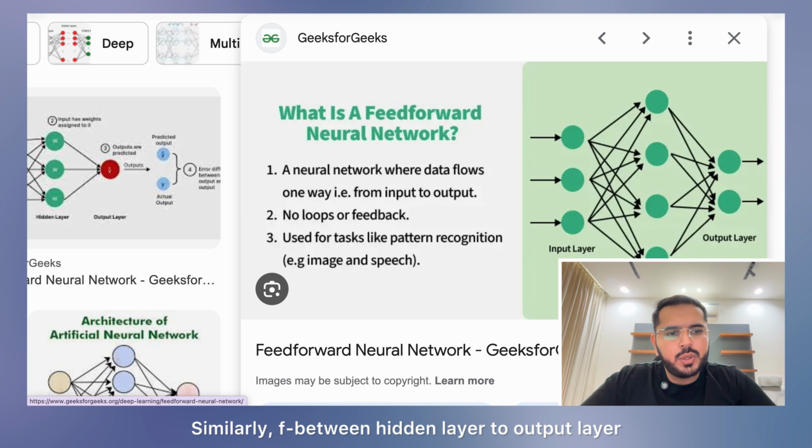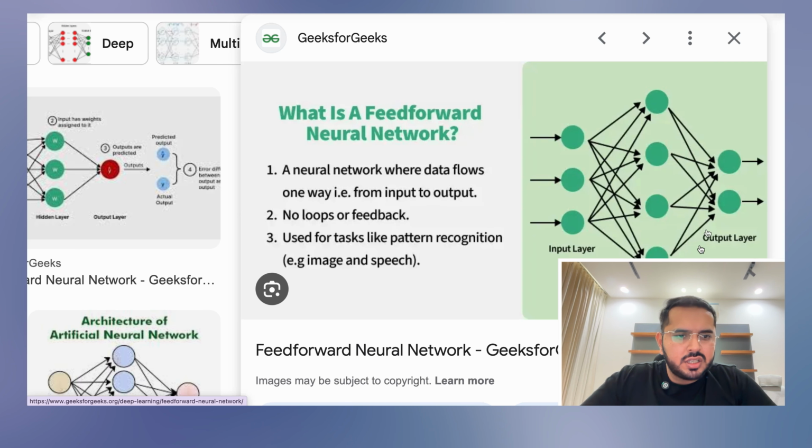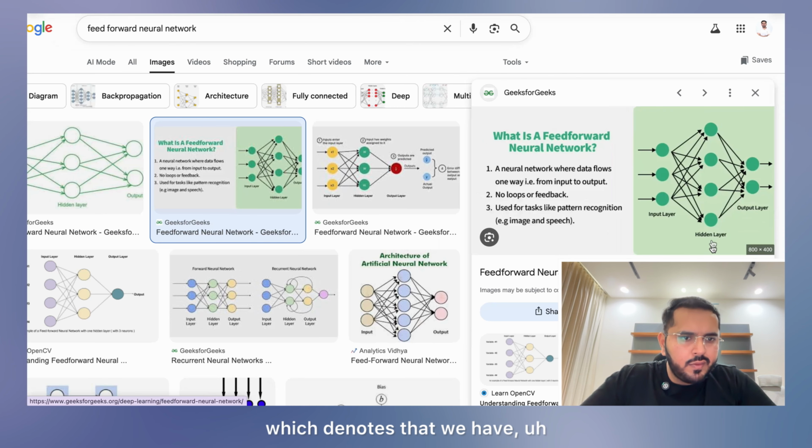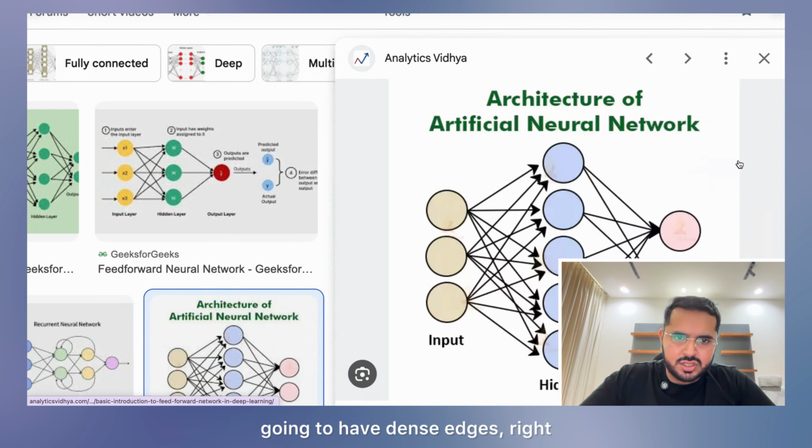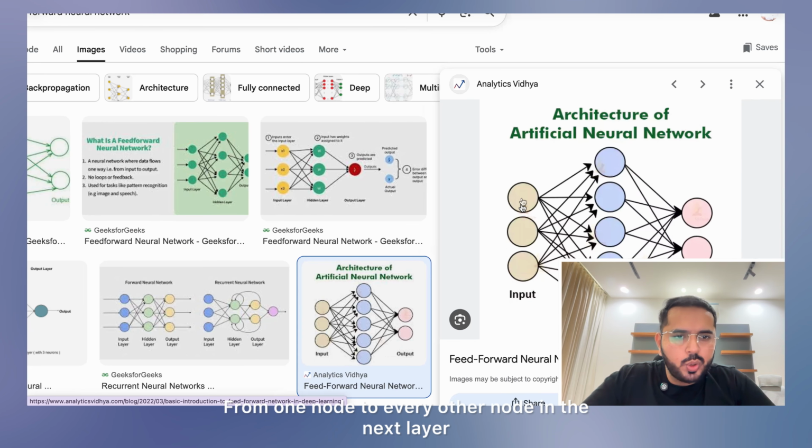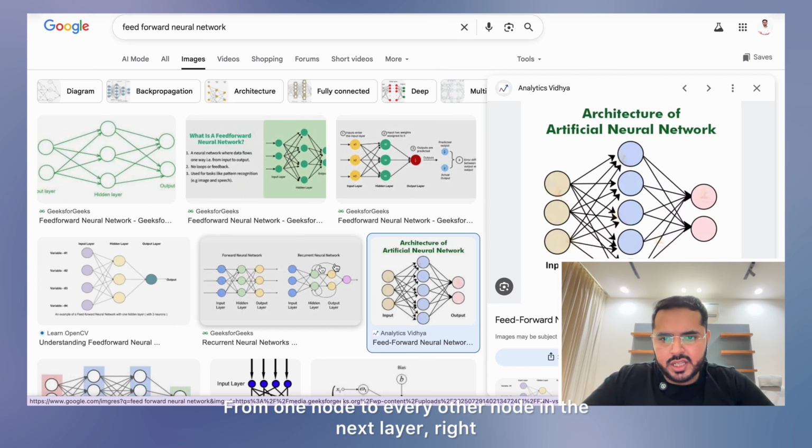Similarly, between hidden layer and output layer, let's call it WHO, right? WHO is a matrix which denotes that we have some weights sitting on the edges between hidden layer and output layer. A fully connected neural network is always going to have dense edges, right? From one node to every other node in the next layer.